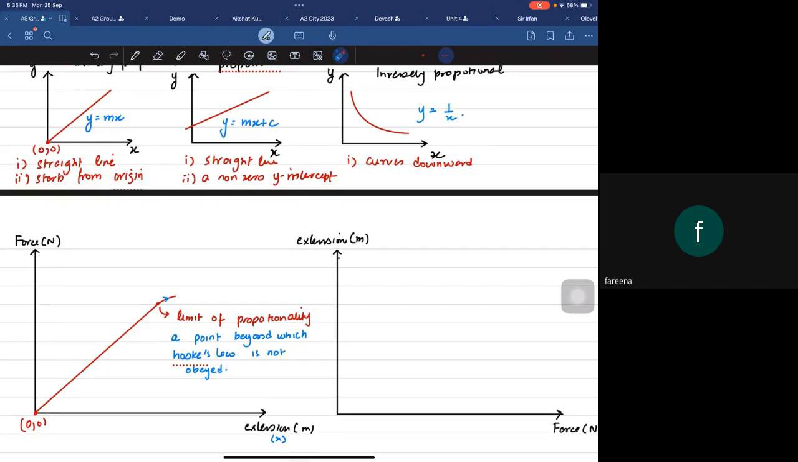Abdullah, to know where the limit is, we have an experiment that we're going to do. Experimentally, we know that force is not proportional to extension beyond a point, but we're going to do that in a bit. For now, you need to remember that as soon as the line does not stay a straight line, the point where it starts to curve is the limit of proportionality. You get it?